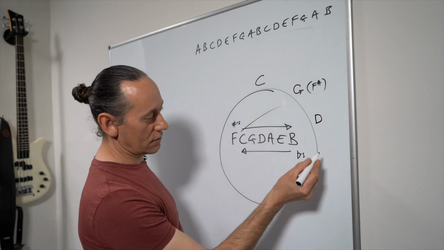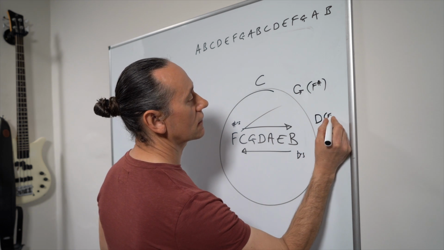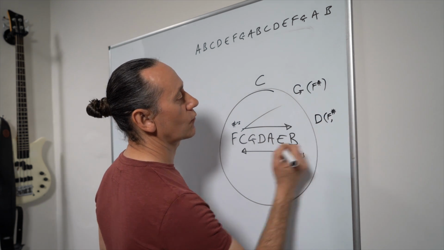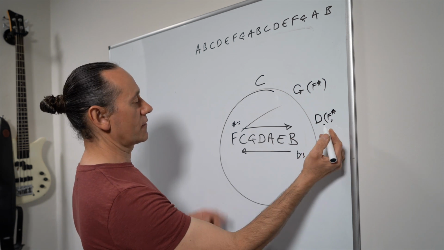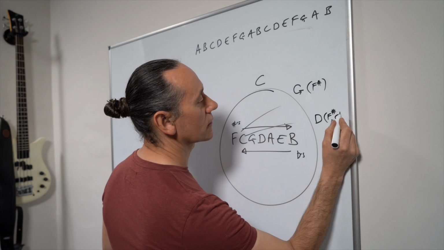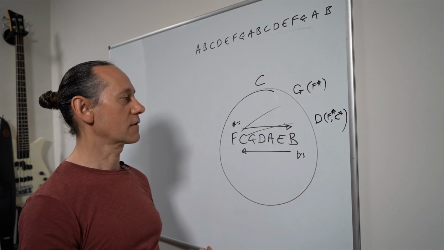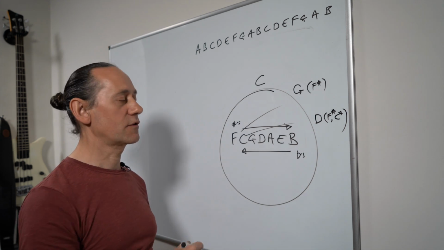As we move round the circle to the right, each key increases the number of sharps by 1. So the first sharp is always F. Now we need to add the second sharp, C sharp. And we can continue round the circle in that same way till we get all the way up to 7 sharps.